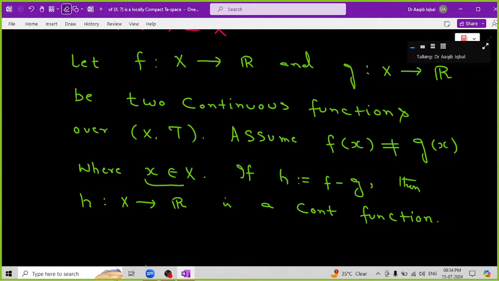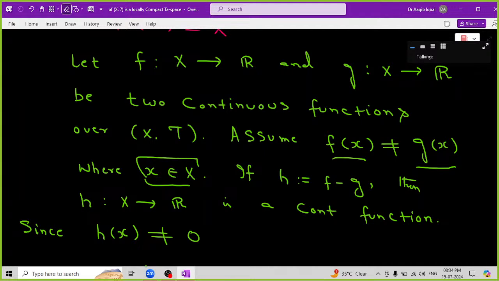And at this x, since f(x) is not equal to g(x), therefore h at this x will be not 0. Right? So it will be not 0. So now here there are two possibilities: either h will be positive or negative, because h is real valued. So h of x will be either positive or negative. We'll assume that h(x) is positive.